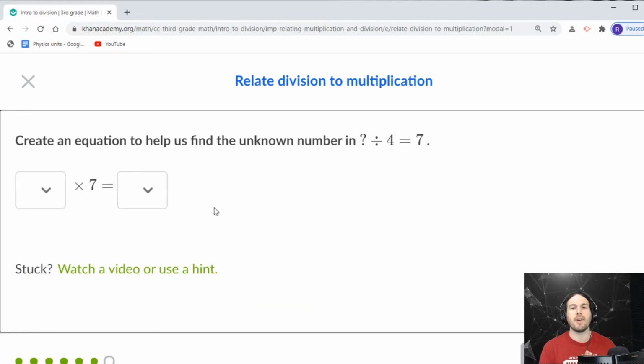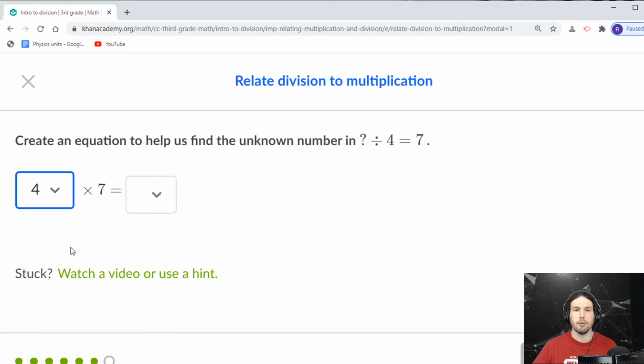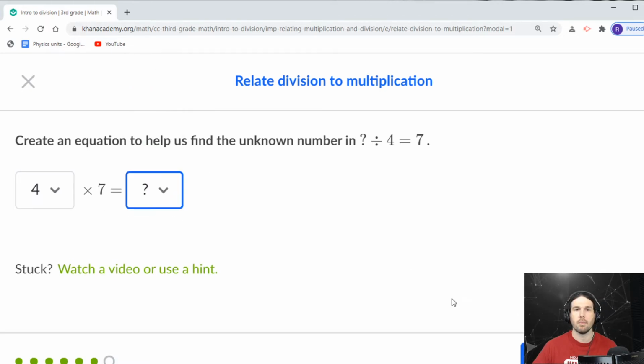Create an equation to help us find the unknown in question mark divided by 4. So instead, we're going to do 4 times 7. Which is indeed 28, but since we don't know that yet, we'll put the question mark there. Again, the important part here is to see that these two equations right here are the same equation. They are saying the same thing, and you should be able to say them both in words and write them in symbols.